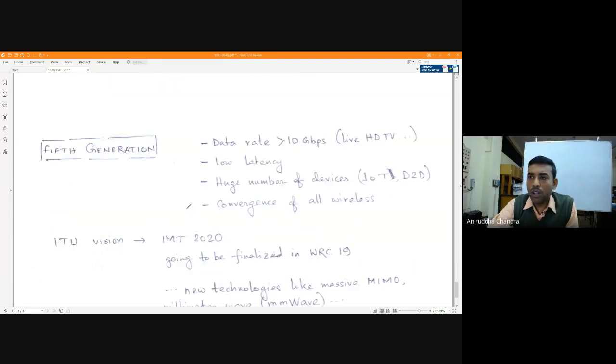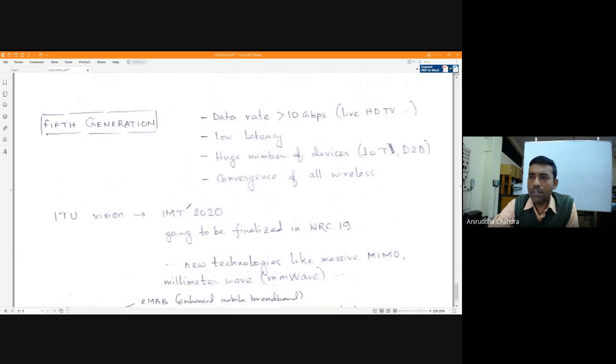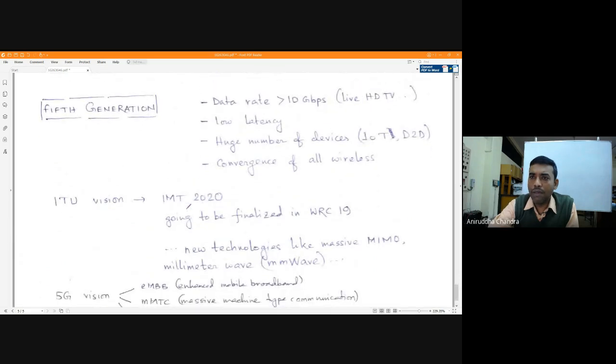Okay, so what is 5G in short? Well, 5G in short means we are going to have real Gbps data rate at any time. So you can probably watch high definition TVs, you can play high resolution games, and people are thinking on a different note, like can we have a holographic presence?